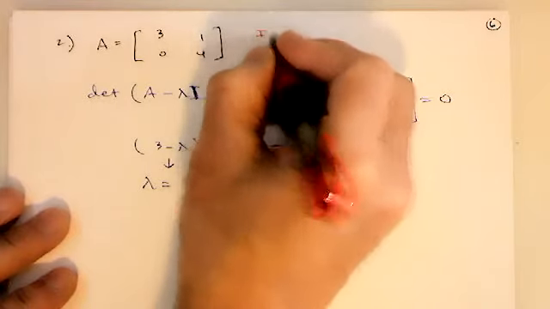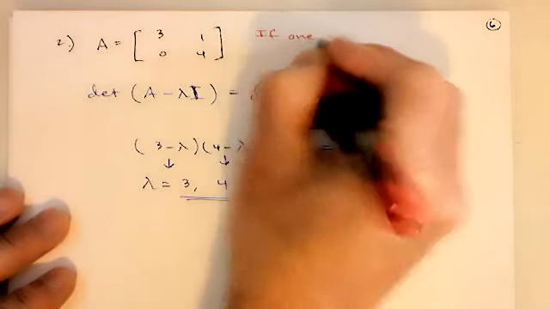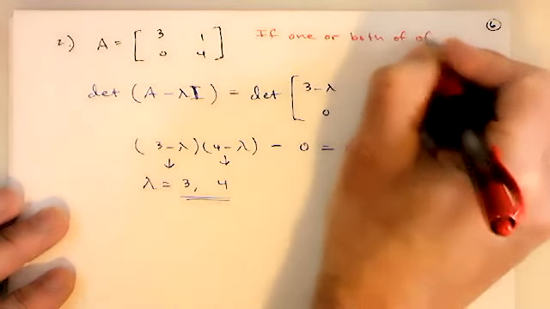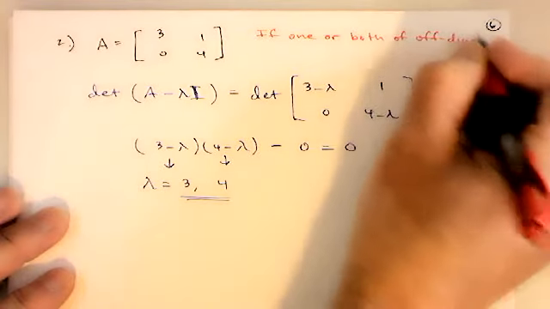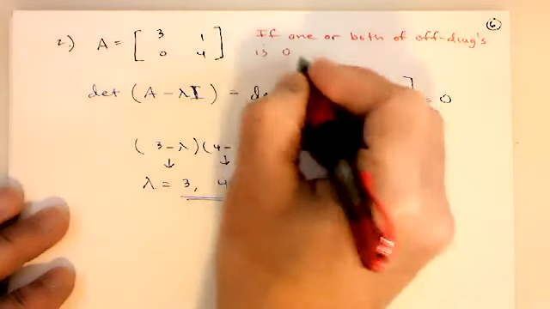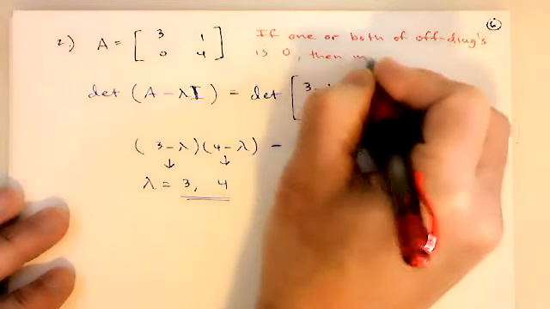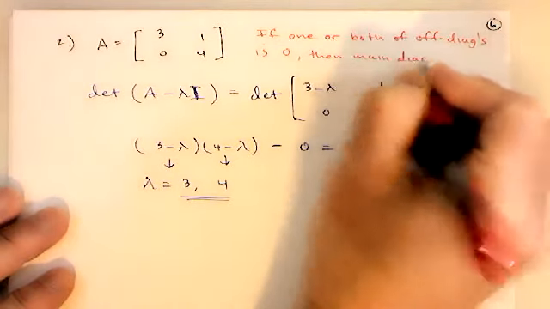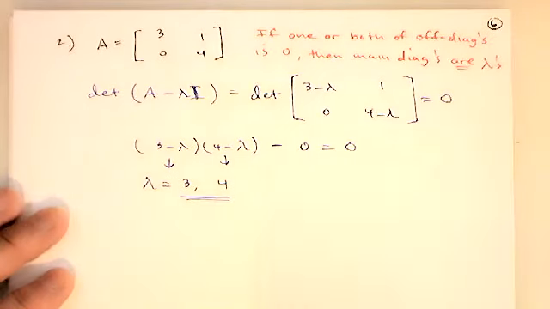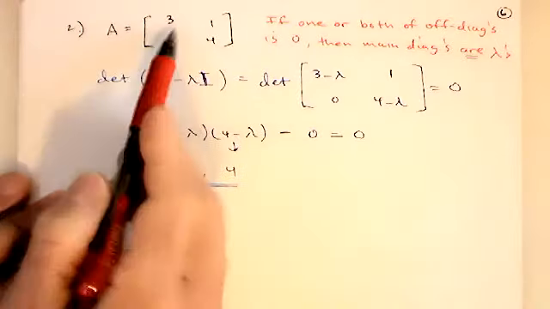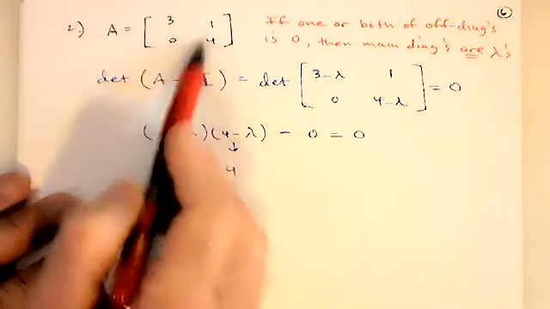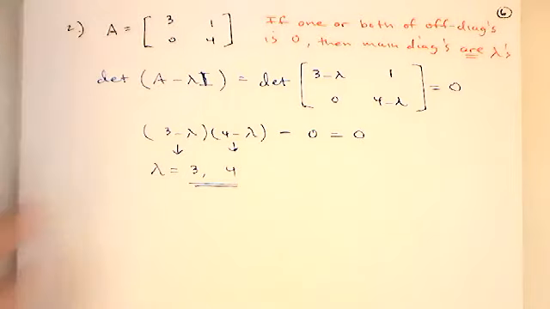So I'll put: if one or both of off diagonals is 0, then the main diagonals are your lambdas. They are literally your lambdas. And if you see that in the future, if you see one of these as 0, you can skip this and just say right away, my lambdas are 3 and 4. And that's a nice shortcut.